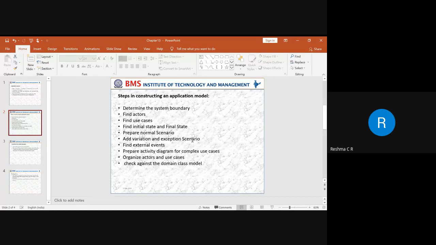So to find the actors, once the boundary of the system has been identified, we need to identify the external objects that interact directly with the system. Say, for example, for our ATM, we can have a customer, bank, and a consortium.